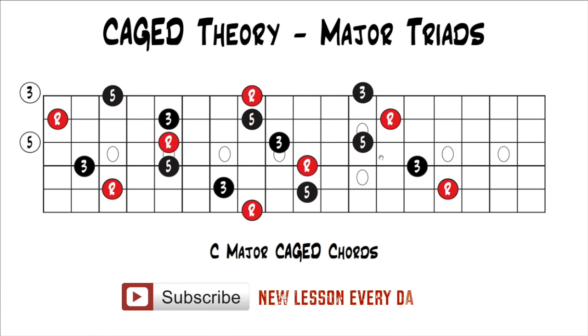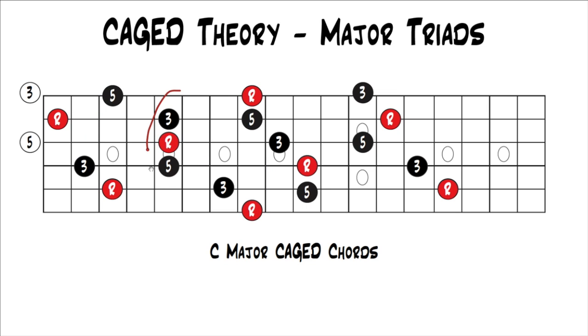And some of these overlap, as you can see. Here's the D shape, and here's the C shape. This triad right here is in both of those shapes. Or another example is the G shape and the A shape. This triad right here is in both of those shapes. So there's some overlap between the triads.